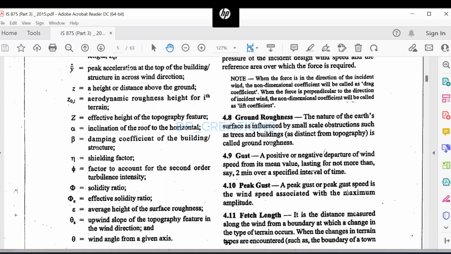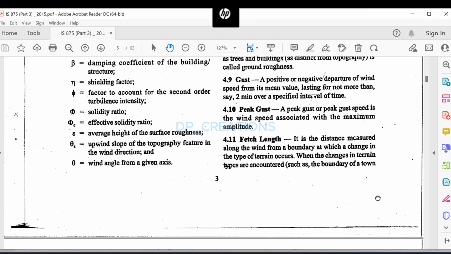Okay. A peak gust speed is the wind speed associated with the maximum amplitude. Obviously, what is the maximum value of that extra thrust? That will be your peak thrust.